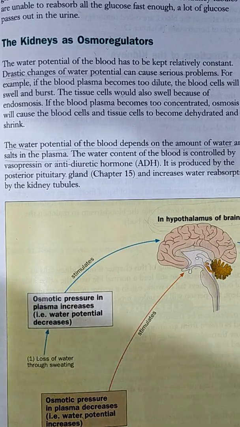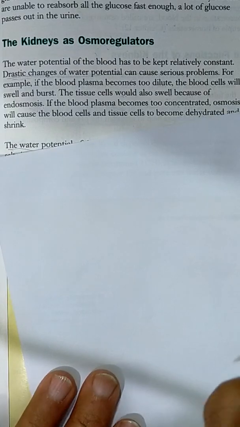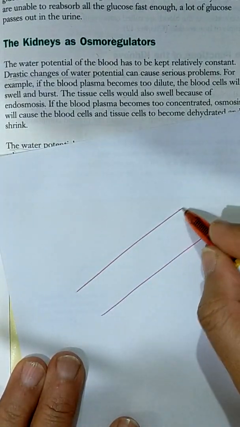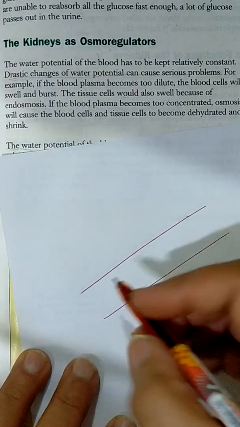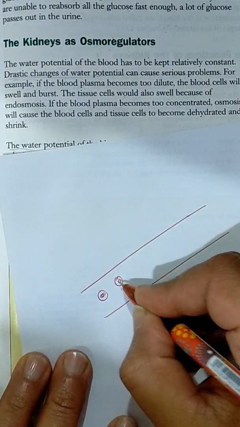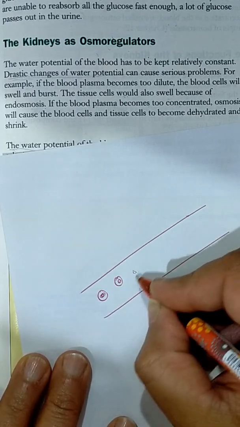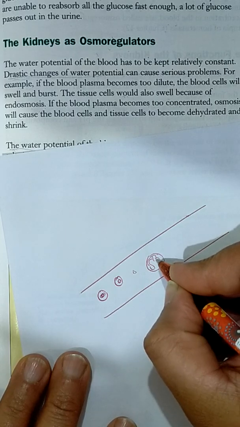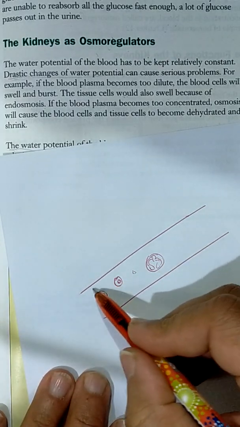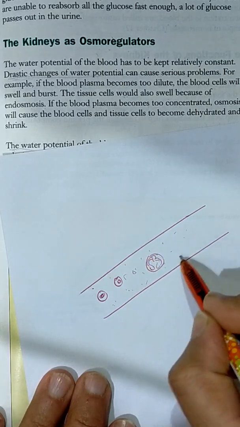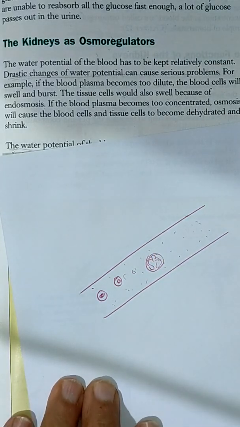Why is it important? Here, for example, this is a blood vessel, and in this blood vessel you already know red blood cells are present, platelets are present, white blood cells are present. So different cells are present in the blood, and also the salts and minerals. Now what is the water potential?